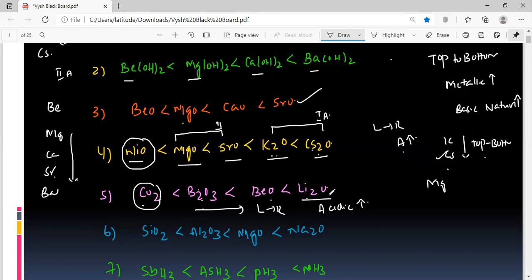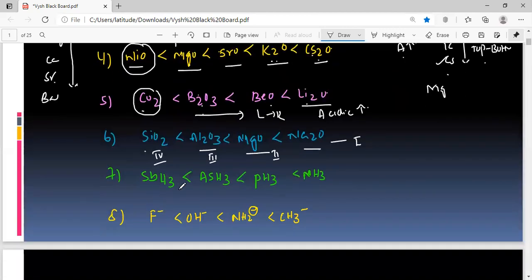And the more basic character is for lithium. Coming to the next one, here it is silicon oxide, alumina, magnesium oxide and sodium oxide. Sodium oxide will be the first A group element, magnesium the second A group, alumina the third group and silica the fourth group elements. From this, we can say that first group elements have more basic character than the second, third and fourth. Fourth one is the least basic character.